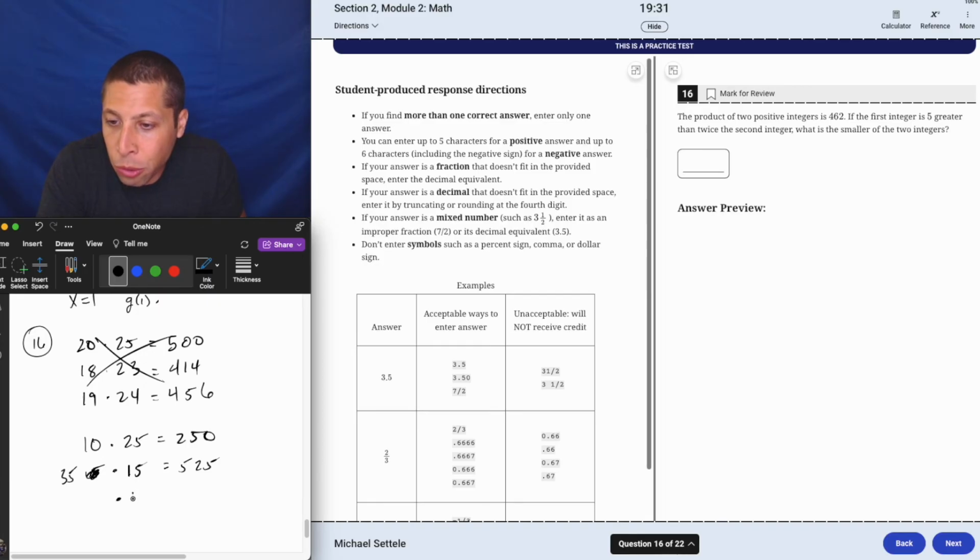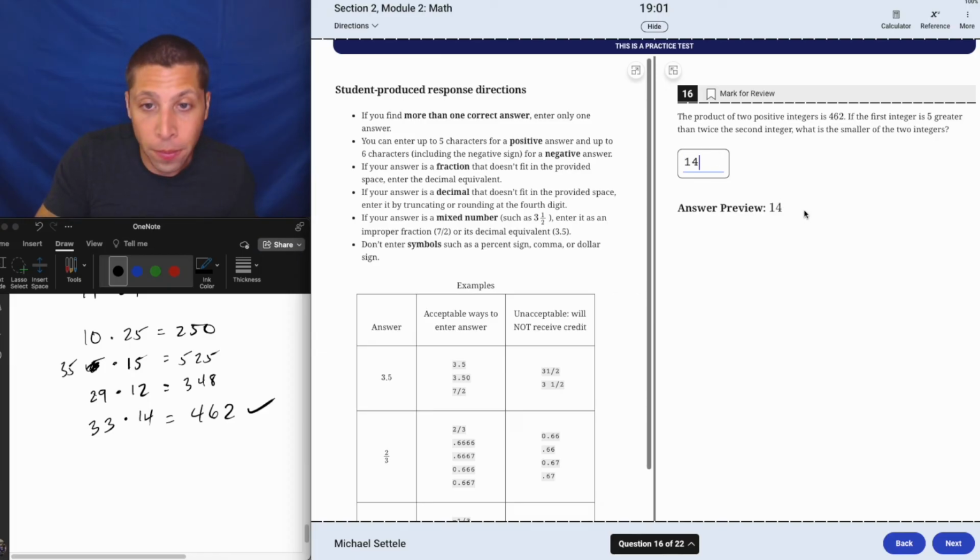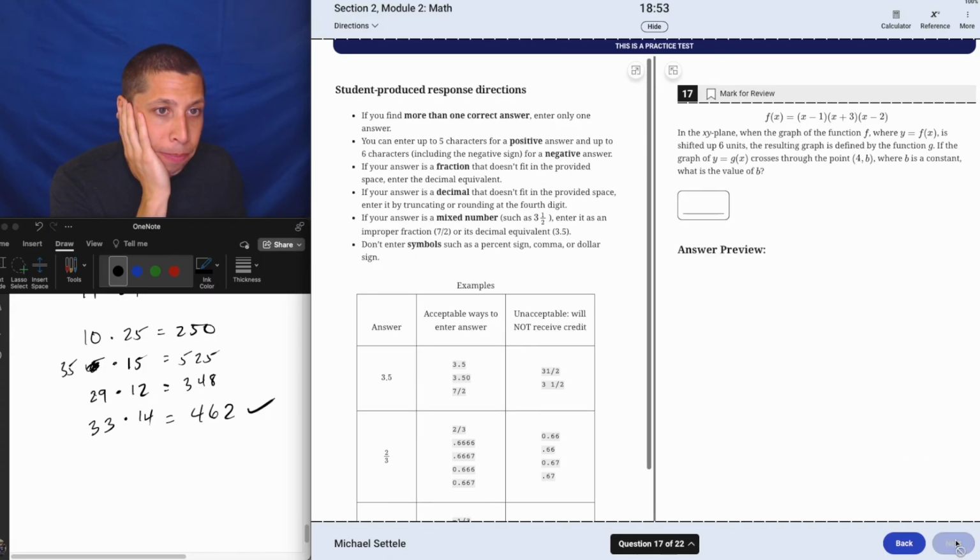So how about we lower this to 12? So 5 greater than twice the second is 24 plus 5 is 29. So 29 times 12 is 348. Let's do 13. Let's do 14. So 28 plus 5 is 33. 33 times 14 is 462. Looks good. What is the smaller? 14. I'll come back and do this one with algebra, but to me, this is easier. I can just follow the instruction more easily with numbers. We still got 20 minutes. We're doing good. All right.